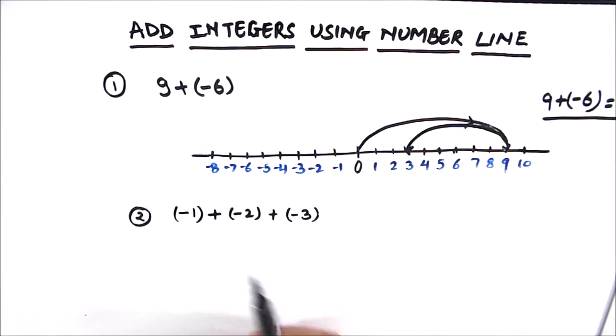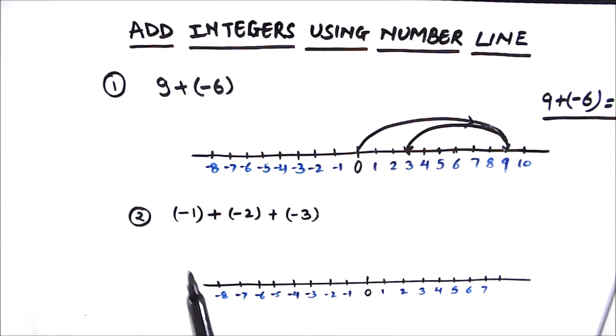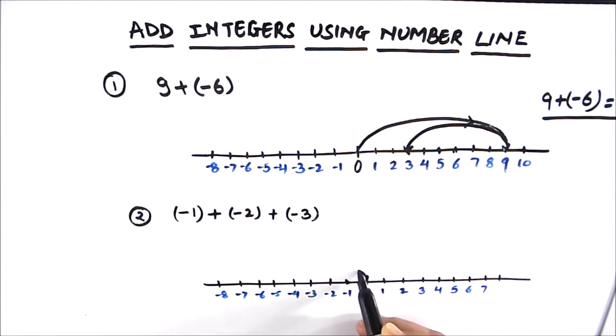Let's move on to our second example, where we are adding 3 negative numbers. So our number line is marked. The first number to add is negative 1. So we'll start with negative 1, which is on the left hand side of 0. So we go from 0 to negative 1 like this.